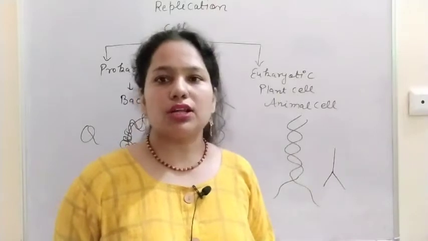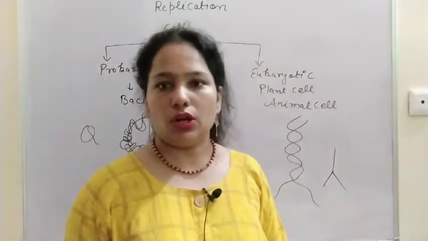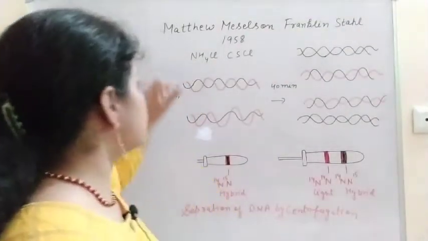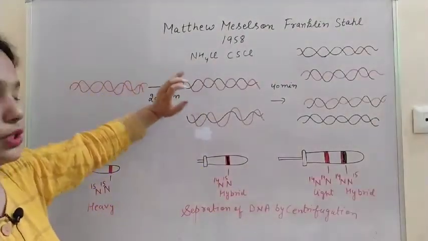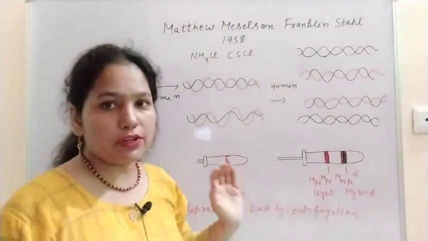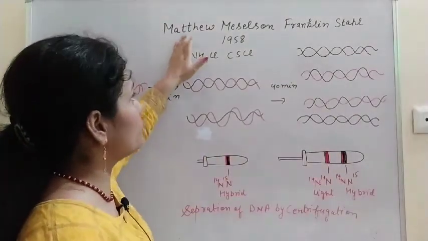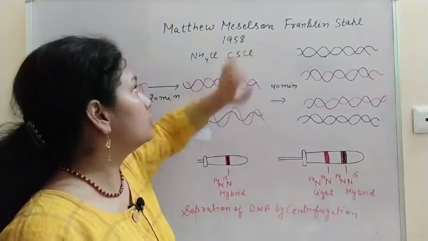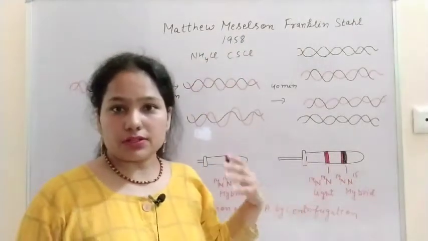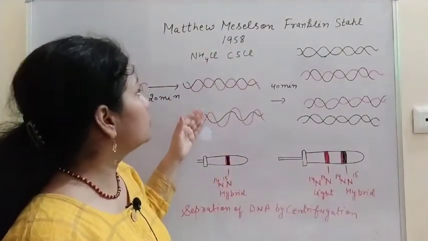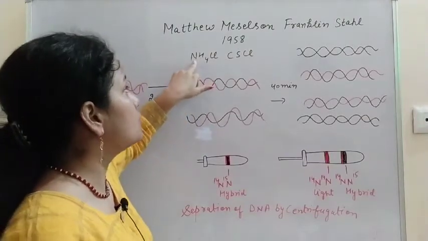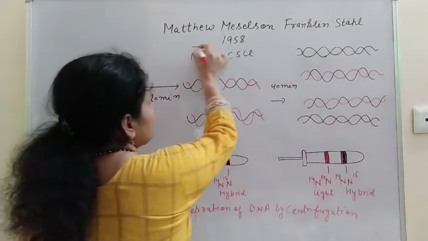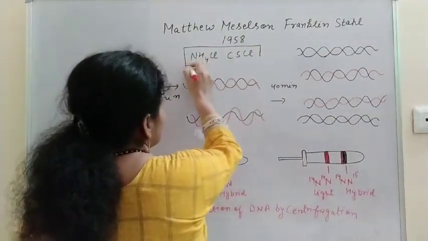Now the experimental proof of the semi-conservative model of DNA replication. This semi-conservative model was given by Matthew Meselson and Franklin Stahl in 1958. So let us discuss what they have done. They have taken two compounds. First is ammonium chloride and second is cesium chloride. Firstly, try to understand the role of these two compounds.